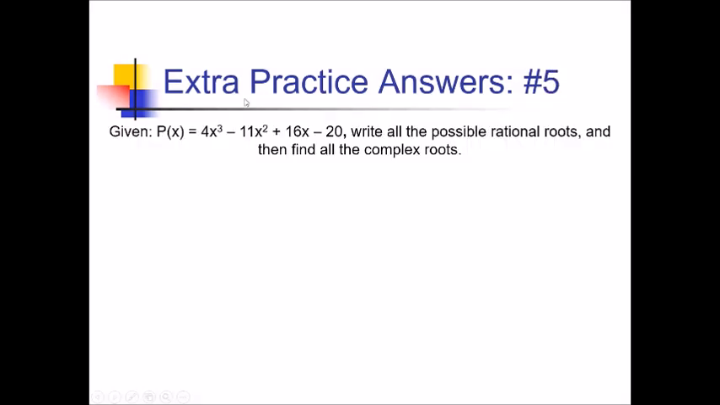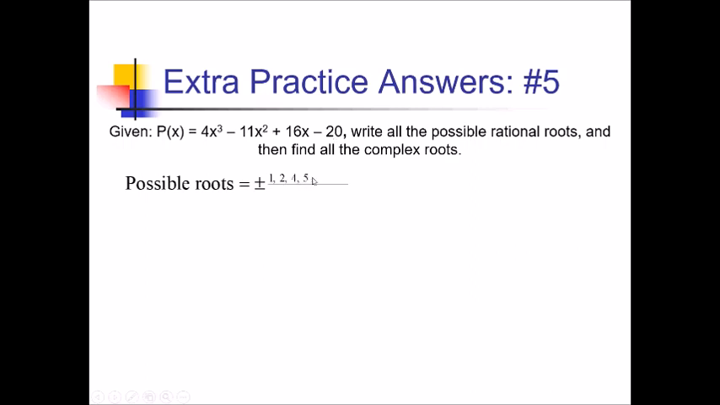For this problem, we're given this polynomial, and we want to write all the possible rational roots for it, and also find all the complex roots. So starting with the possible rational roots, those are going to be all the combinations of factors of the constant and factors of the lead coefficient, all of them in fraction form. So I'll have a numerator, and this will all be plus or minus all of this stuff. So we've got factors of 20, which are, of course, 1, and then 2 goes into 20, 4 goes into 20, 4 times 5 goes into 20.